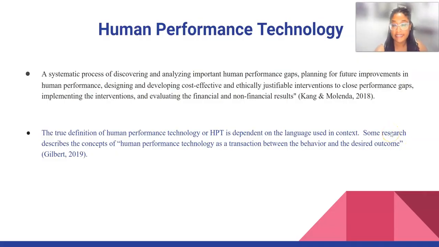So, human performance technology is a systematic process of discovering and analyzing important human performance gaps, planning for future improvements in human performance, designing and developing cost effective and ethically justifiable interventions to close performance gaps, implementing the interventions, and evaluating the financial and non financial results. And this is research from Kang and Melinda of 2018.